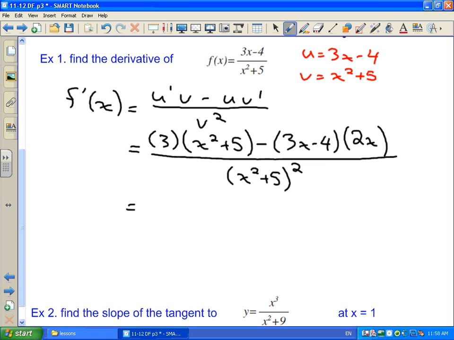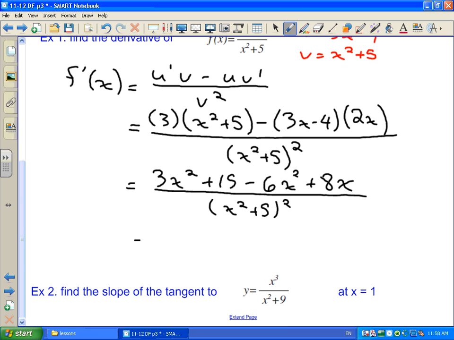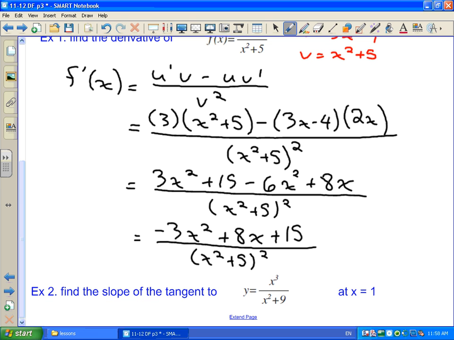So let's just simplify the numerator here, which gives us 3x squared plus 15 minus 6x squared plus 8x, all divided by x squared plus 5, all squared. And we can just collect our like terms there, and we get minus 3x squared plus 8x plus 15, and the denominator stays the same here, x squared plus 5, all squared.